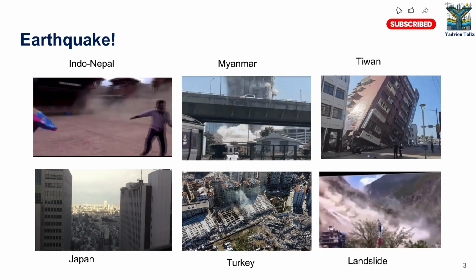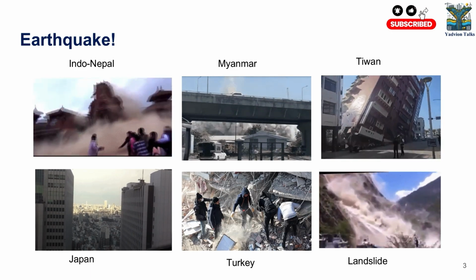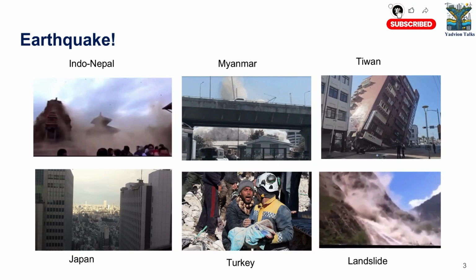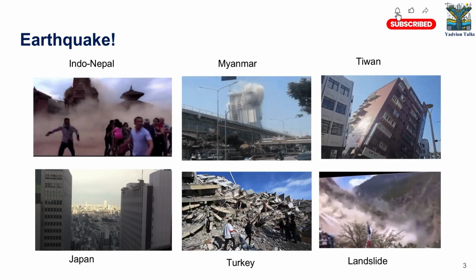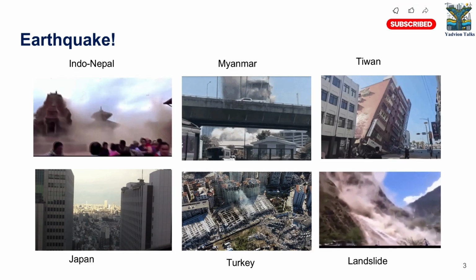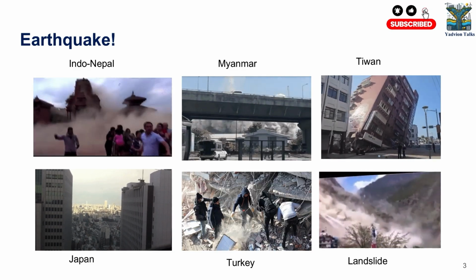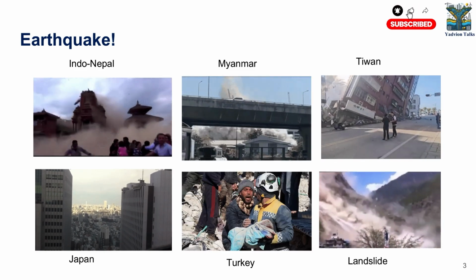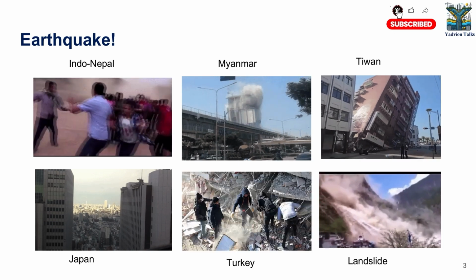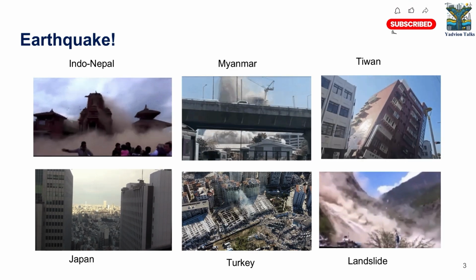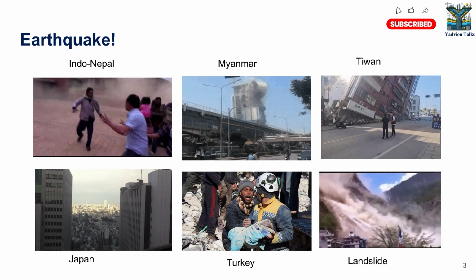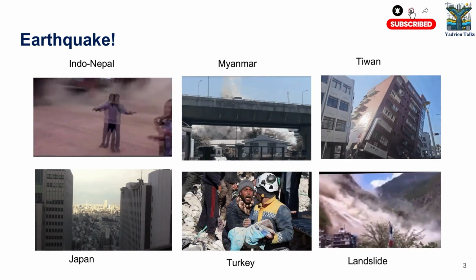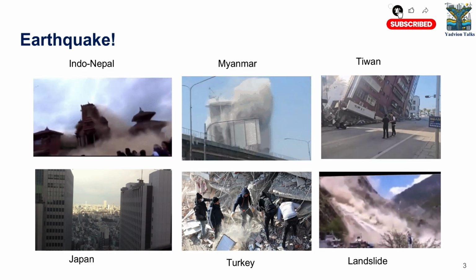Now, the real-world earthquakes, how devastating they have been in history. The recent Indo-Nepal earthquake in 2015, and the Myanmar earthquake, where entire buildings collapsed. The Taiwan earthquake, where we can see the tilting of buildings and liquefaction in many places. Japan, where we know the 2011 earthquake caused a tsunami. The recent Turkey earthquake, which created a huge amount of disaster in that country, and the landslide in Peru.